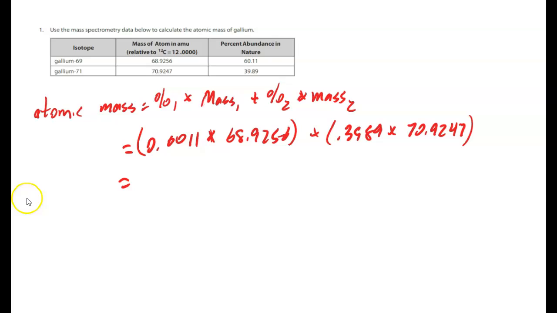So I go to my calculator, and I got 69.72304099, but because the percent abundances had only 4 sig figs, my answer should as well, so I'm going to end up with 69.72. 69.72, and the unit is AMU.